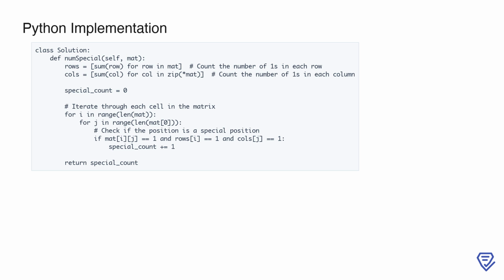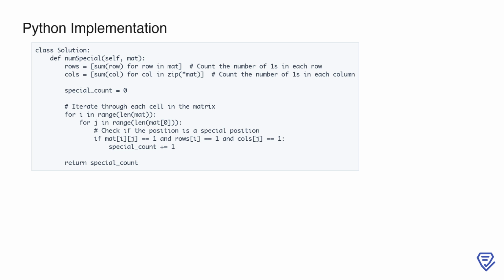2. Iterating through the matrix. The nested loops traverse every cell (i, j) of the matrix. For each position, the algorithm checks three conditions. The value at mat[i][j] is 1. The sum of the row, retrieved from rows[i], is exactly 1. The sum of the column, retrieved from cols[j], is exactly 1. If all conditions are met, the position is special, and special_count is incremented.